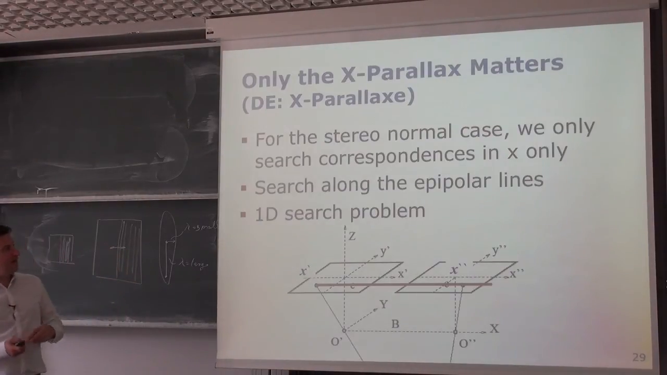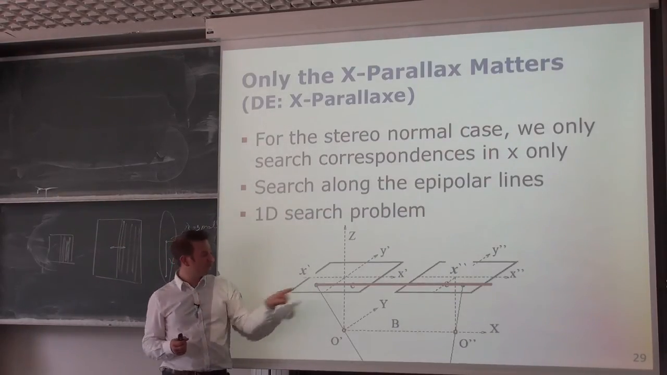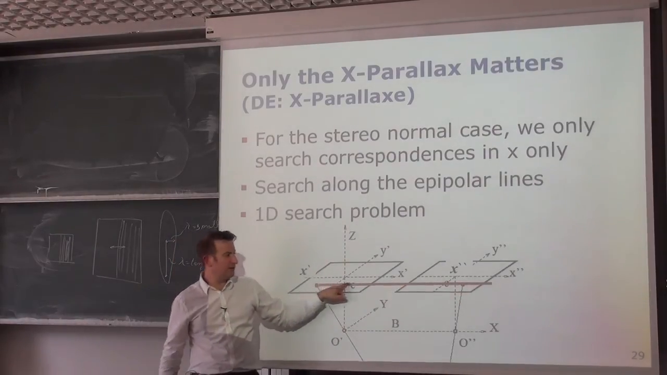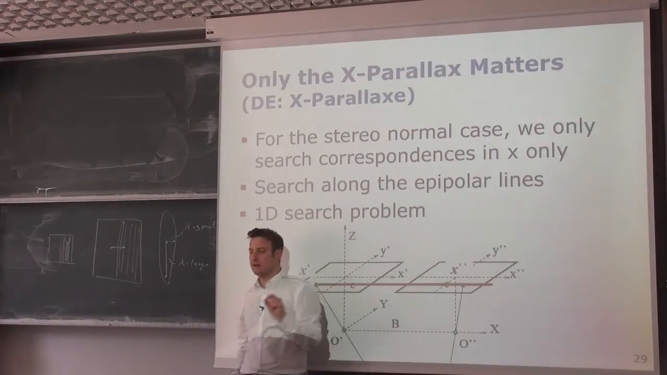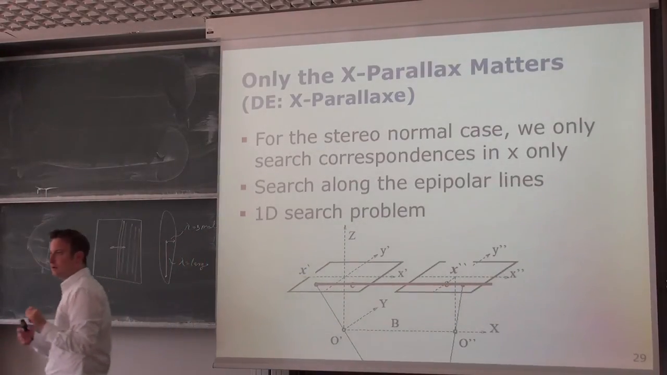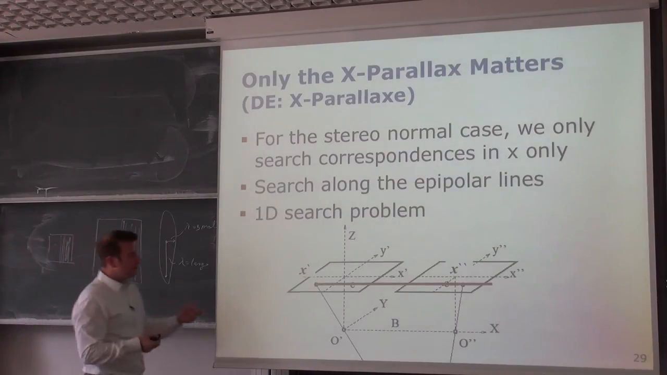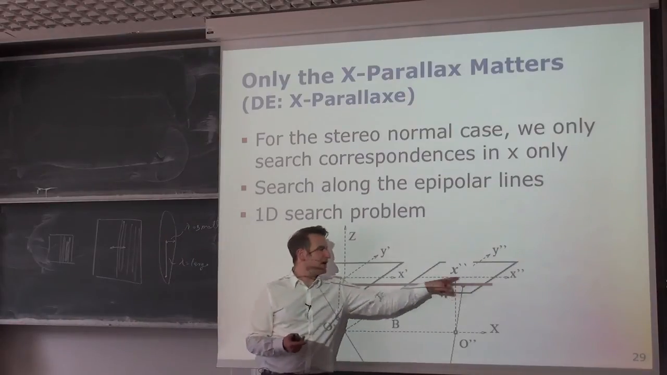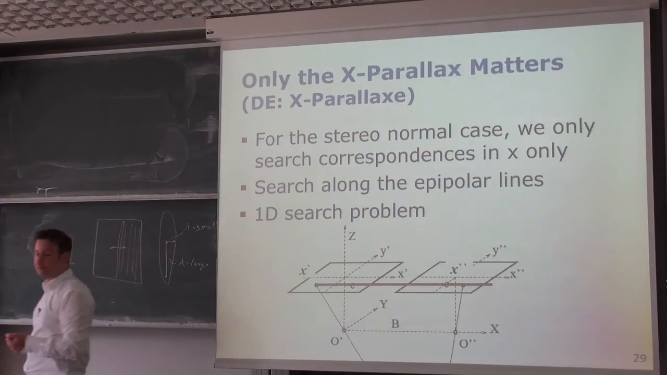So this leads to the fact that the search for correspondences is basically a 1D search problem. So for this point over here, I know that the corresponding point must lie along this line, so I only have to search along this line in the second image. Because I know the y coordinate must be the same for corresponding points. So in this case, if I want to use the Förstner operator for this operation, I only need to check how well can I localize with respect to the x dimension. So it's a simpler problem.